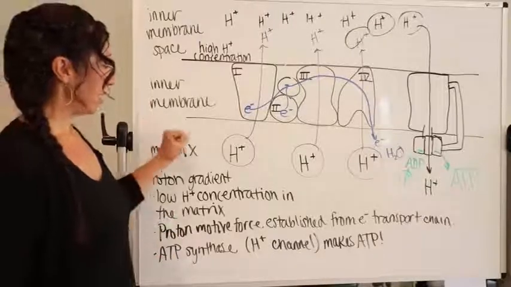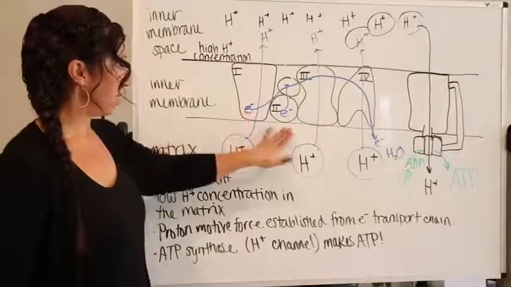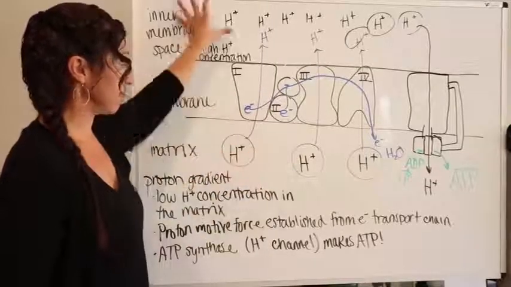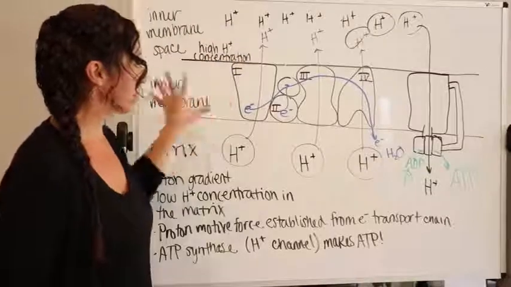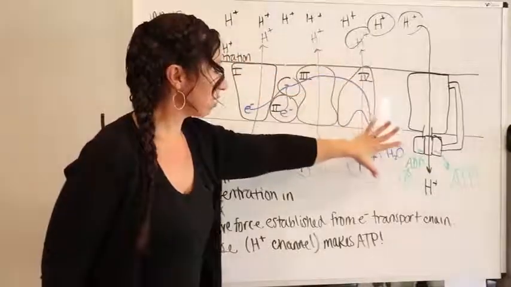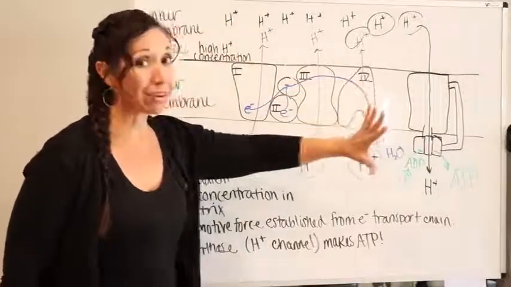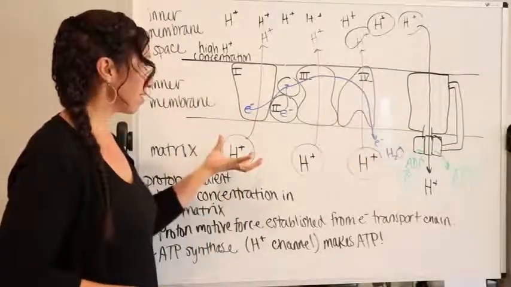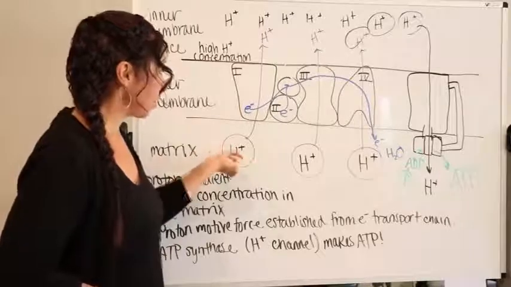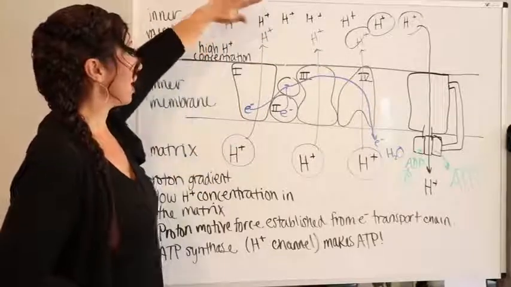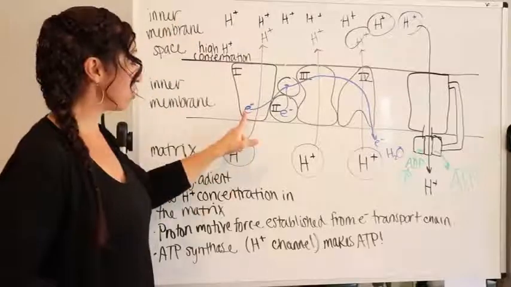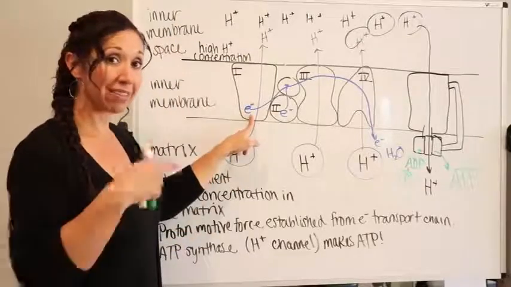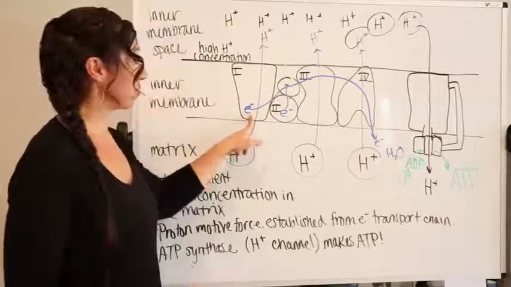So NADH and FADH2 drop their electrons off, and there's protons in the matrix, a ton of protons in the intermembrane space. Those electrons travel through the electron transport chain. But while the electron transport chain is happening, chemiosmosis is happening at the same time. These protons get propelled against their gradient into the intermembrane space thanks to the proton motive force that gets established by these electrons as they travel through the electron transport chain.